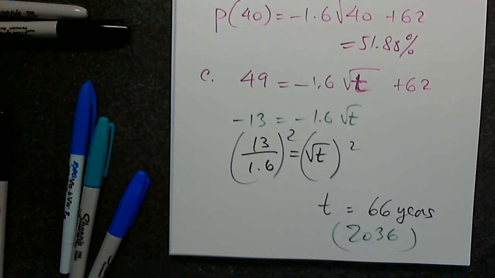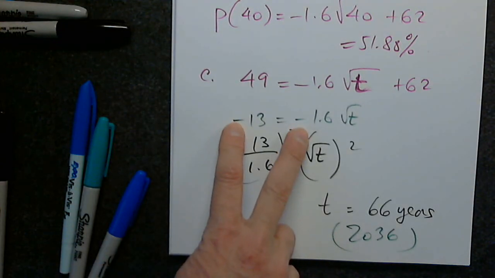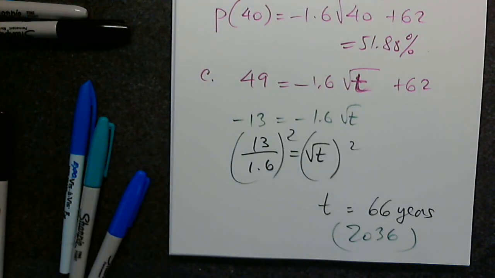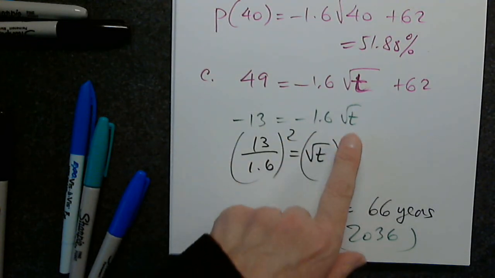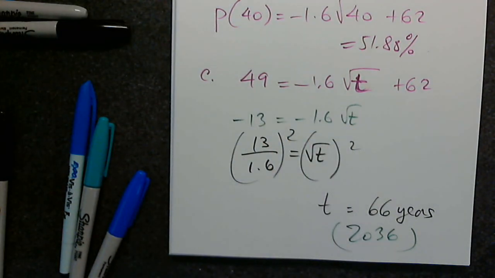Very good. Can you divide it by 1.6 if you keep negative? Yes, when I divide two negatives, it becomes positive. Oh, yeah, because otherwise the square root of T, we're going to be in big trouble, right? The square root of T cannot be negative. Very good. Okay.